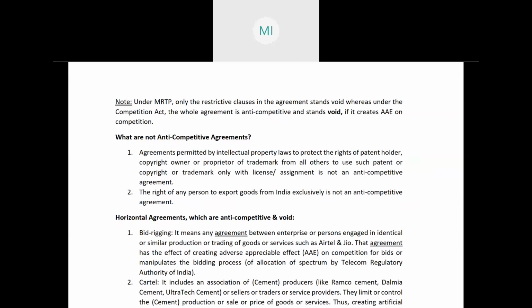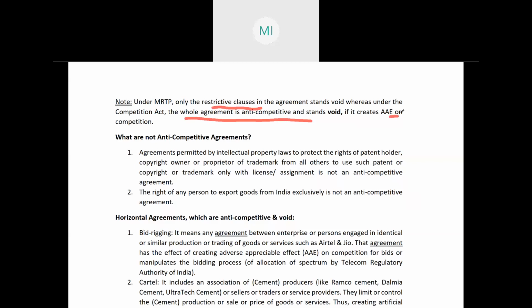One more thing, the difference between MRTP and Competition Act is that under MRTP only the restrictive clauses in the agreement stand void, whereas under the Competition Act the whole agreement stands void if it creates adverse appreciable effect on competition. What is adverse appreciable effect? We'll discuss it a little later.